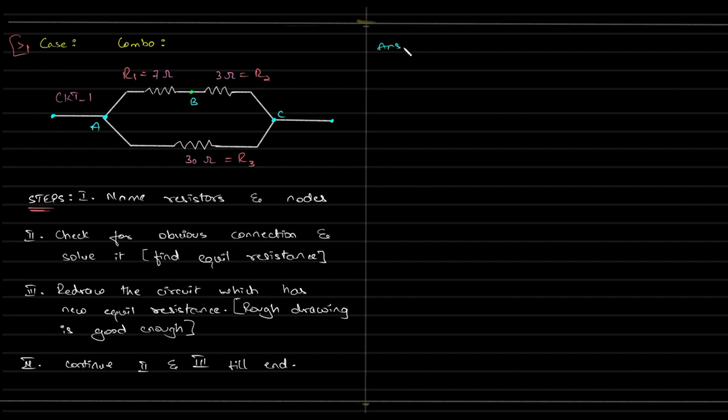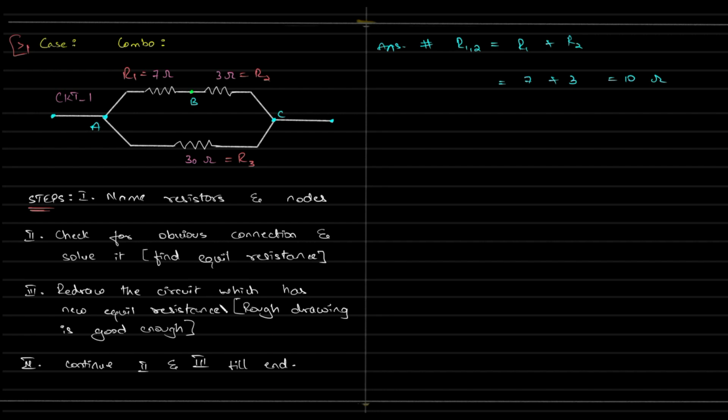So first thing is R1,2. The equivalent resistance of R1 and R2 is R1 plus R2 as they are in series. So this is 7 plus 3, which is 10 ohm. So basically, in place of this, I can replace it with 10 ohm. So this length will have a single resistor whose value is 10 ohm.